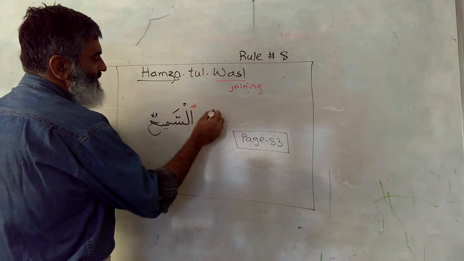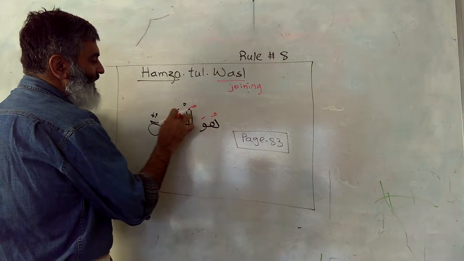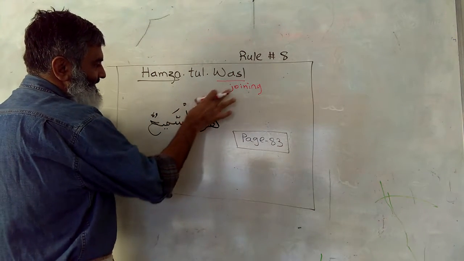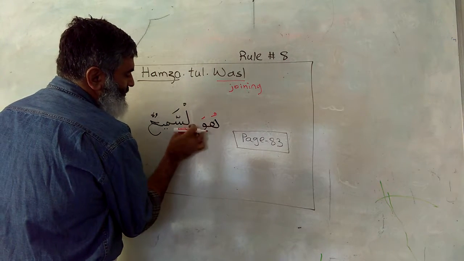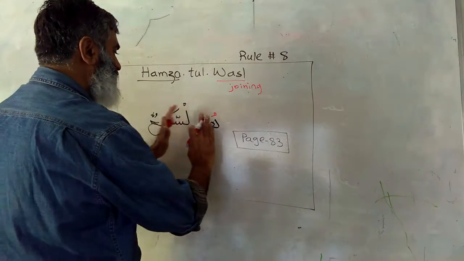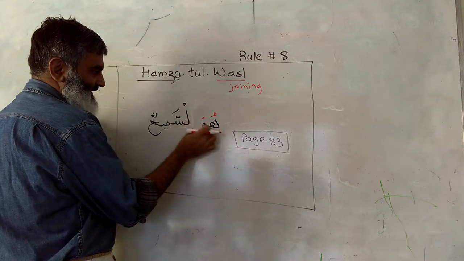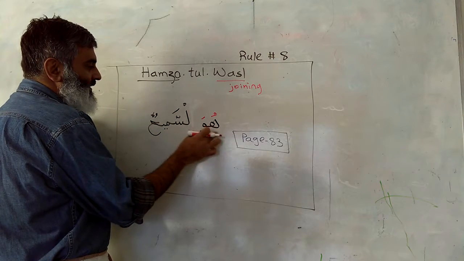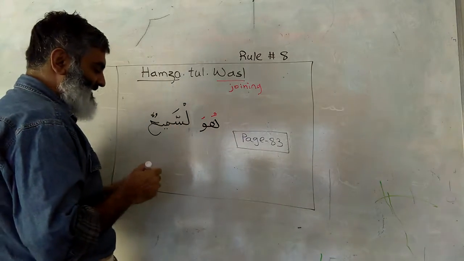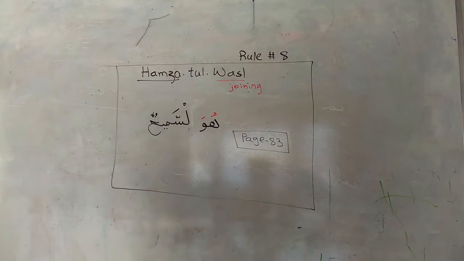So now this huwa will have to join with this lam. So it becomes huwal. We are skipping this alif as if it doesn't exist. And the role of this alif is that it should join the previous letter waw with the next letter lam, although these are two different words. Huwa is a different word and as-sami' was a different word, but it ends up joining them. Huwal sami'un. So that's how the concept of Hamzatul Wasl works.